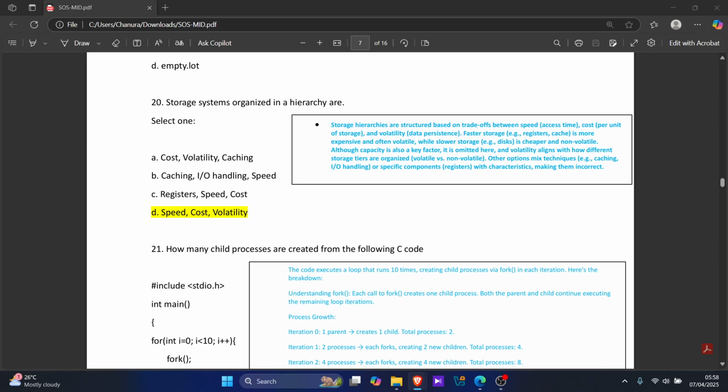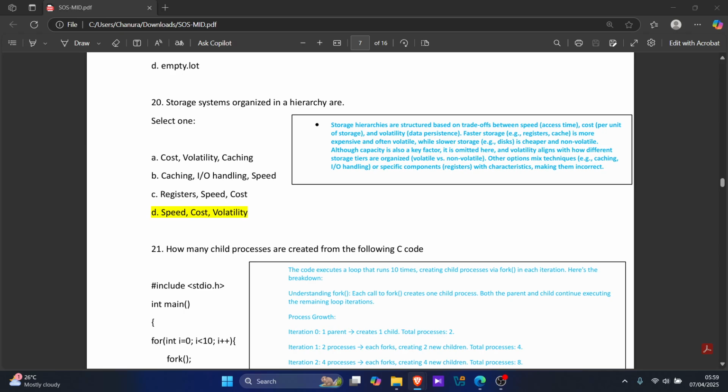D. Speed, cost, volatility, this looks promising. The storage hierarchy is organized such that higher levels are faster, more expensive per byte, and often more volatile, while lower levels are slower, cheaper, and non-volatile. So these three factors, speed, cost, and volatility, are the key attributes that define the hierarchy. Let me verify. The classic storage hierarchy is indeed structured based on access speed, cost per bit, and volatility, volatile memory higher up, non-volatile lower down.